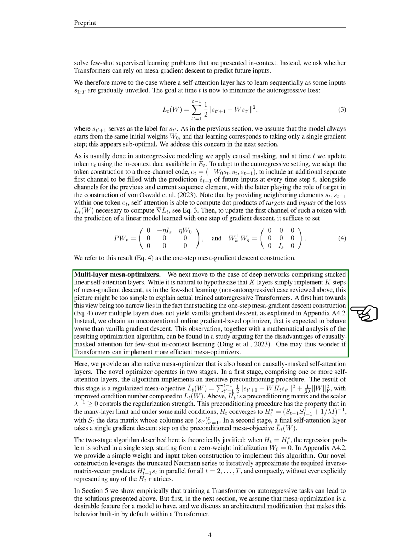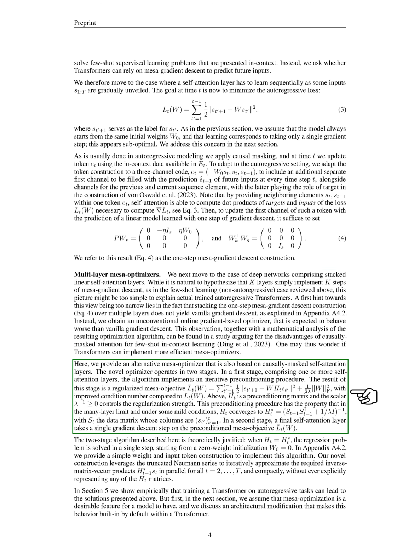Instead, we end up with an unusual online gradient-based optimizer, which is expected to perform worse than the standard gradient descent. This finding, along with a mathematical analysis of the resulting optimization algorithm, is discussed in a study that highlights the drawbacks of causally masked attention for few-shot and context learning. This leads us to question whether transformers can implement more efficient mesa-optimizers. We propose an alternative mesa-optimizer that also uses causally masked self-attention layers. This new optimizer works in two stages.